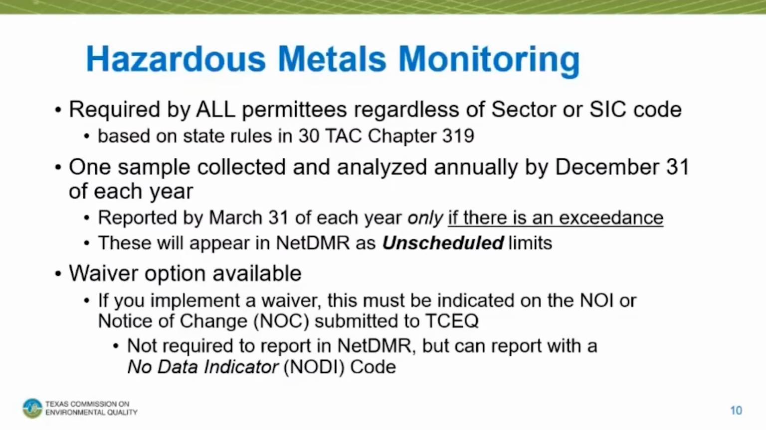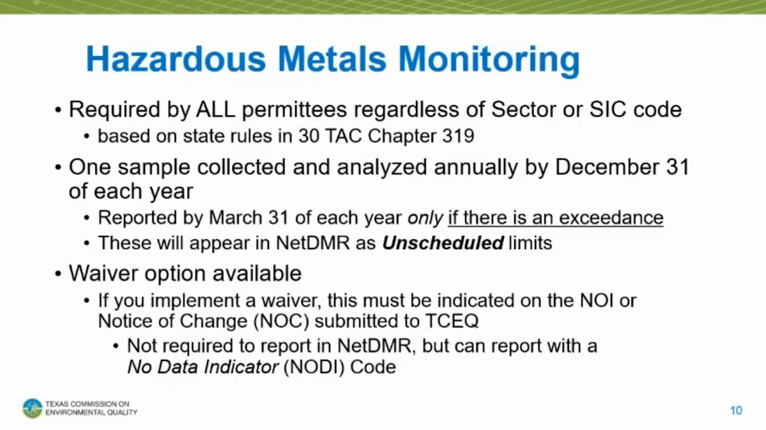So the first is hazardous metals monitoring. This is a monitoring type that's required by every single one of the permittees that have an NOI, regardless of what your activity is, what sector you fall in, what your SIC code is, and it's based on a state rule. So in the Texas Administrative Code, Chapter 319, there's a list of all the hazardous metals and the limits, and so that's where that's coming from. That's why everyone has to do it.